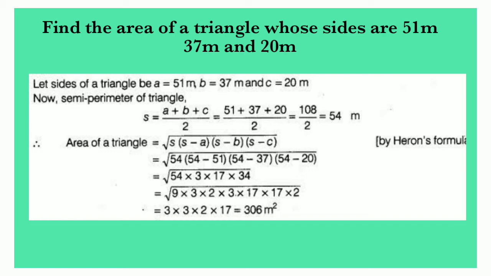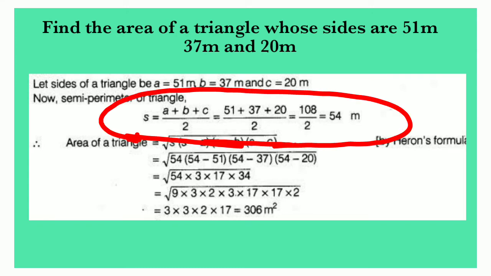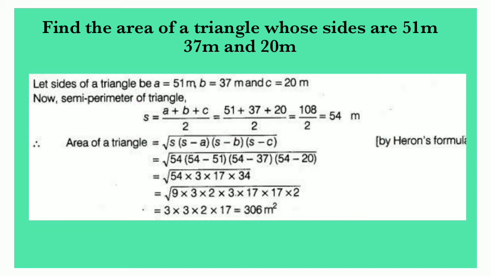So we need to find the area of a triangle. Three sides are given. Ready? So we can take a equal to 51, b equal to 37 and c equal to 20. So first we need s. s means half of the perimeter. So (a plus b plus c) divided by 2 is equal to (51 plus 37 plus 20) divided by 2, that's equal to 108 by 2, that's equal to 54 meter. So 54 is s, small letter s.